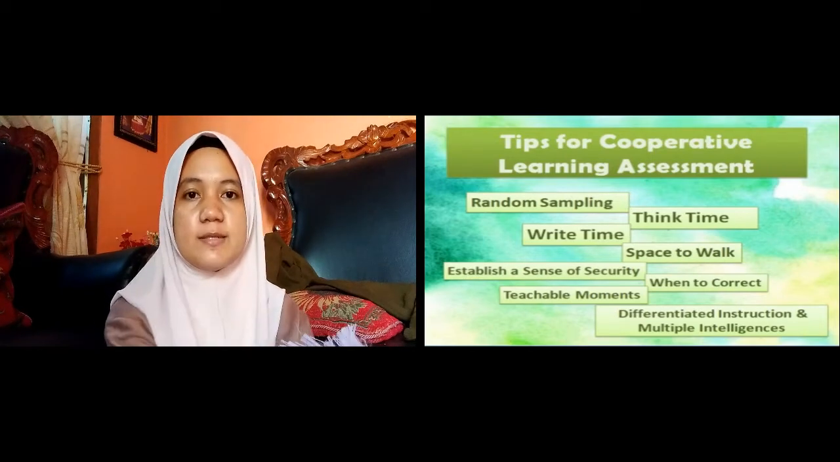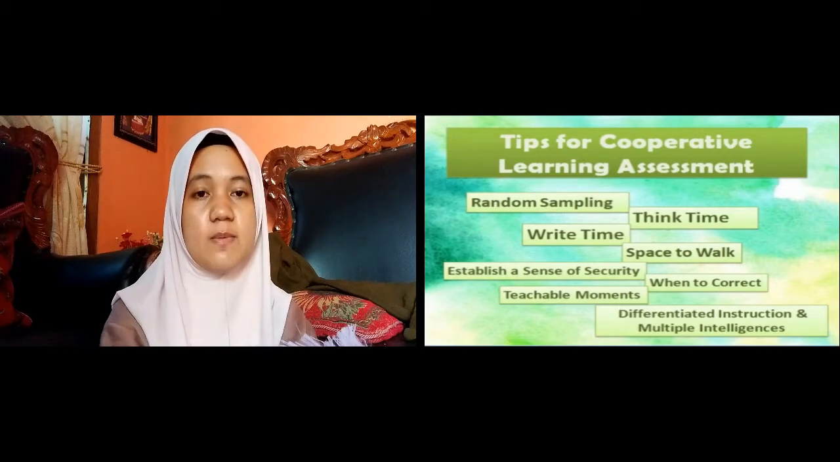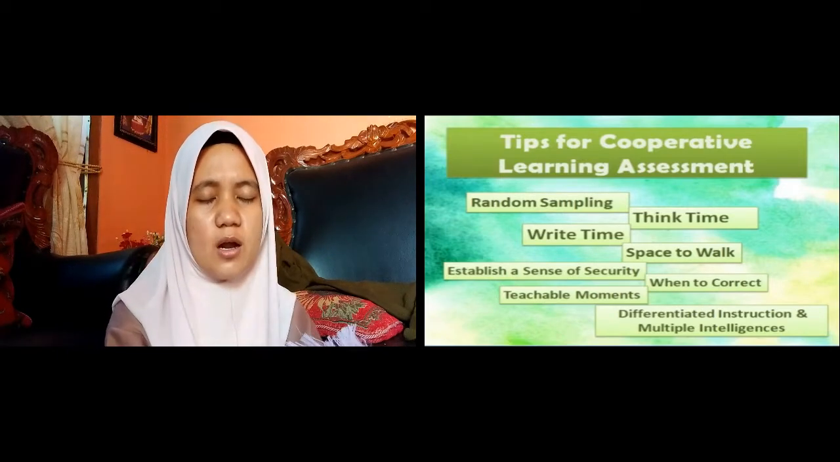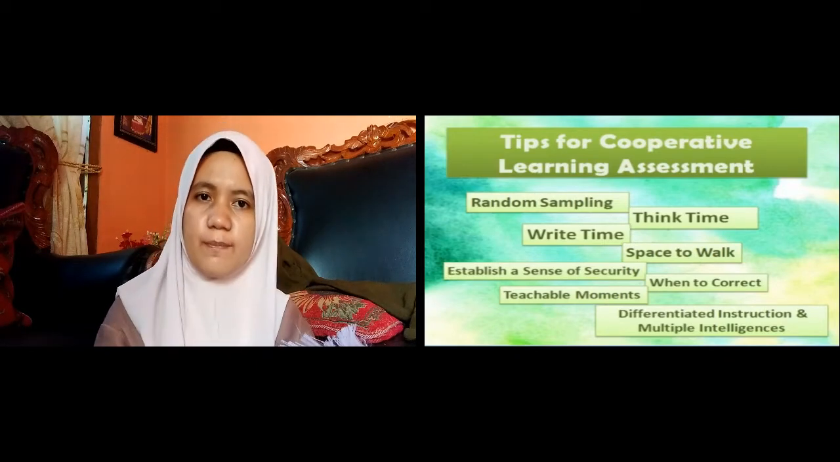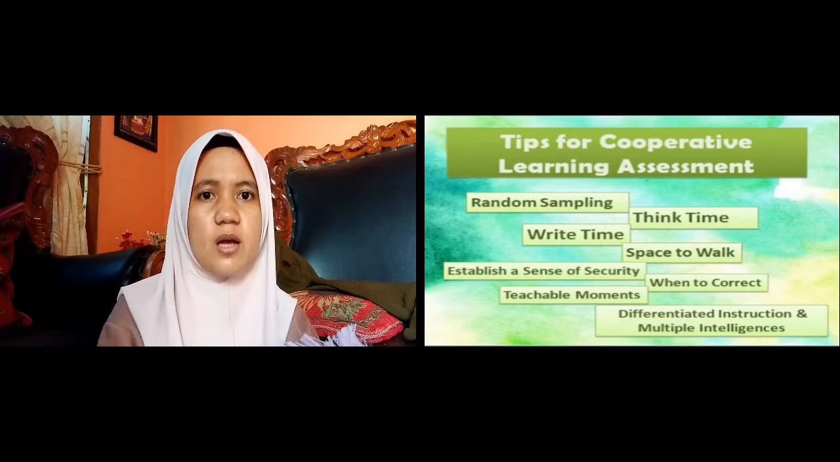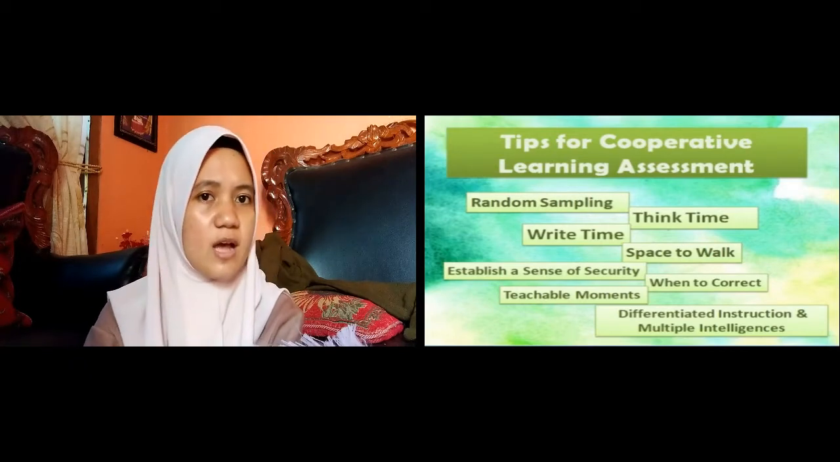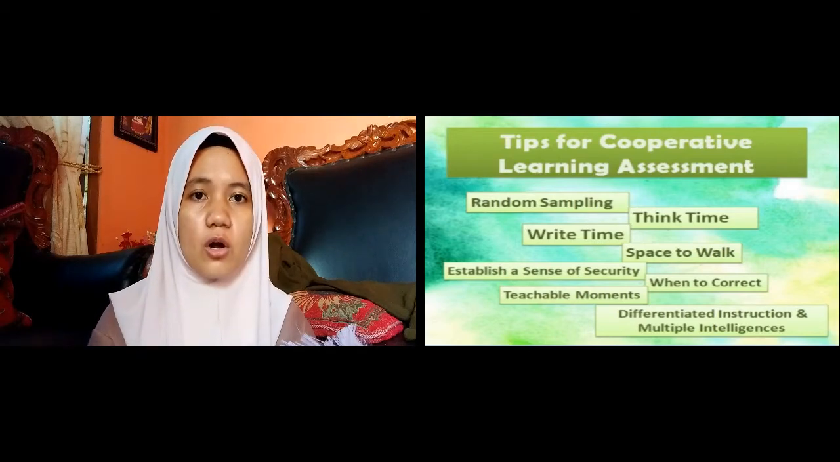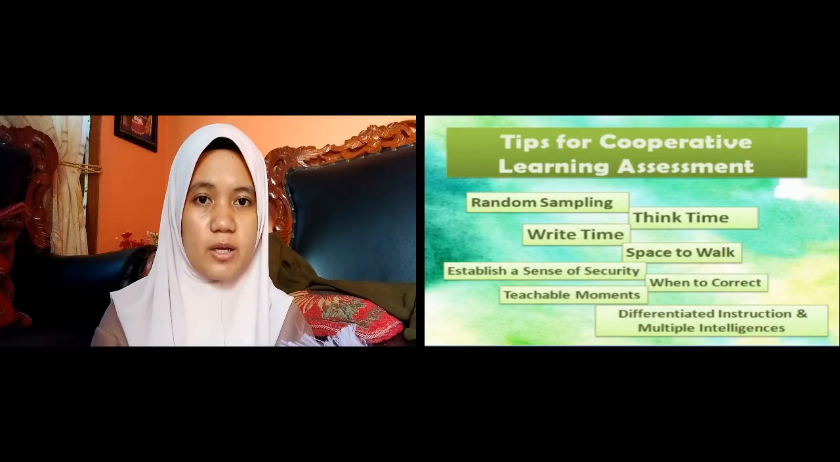The next one is when to correct. If a team is interacting and they are not following procedure or they share incorrect information, do we interrupt the team then and there? A handy decision rule is to ask if the correction will benefit the whole class or if it will benefit only the team we are observing.